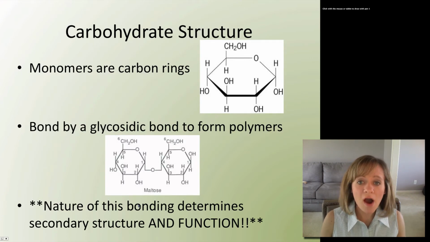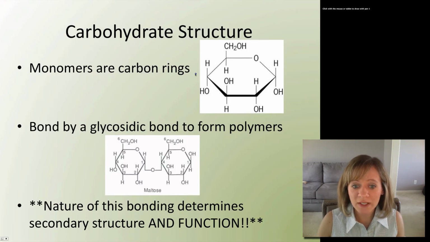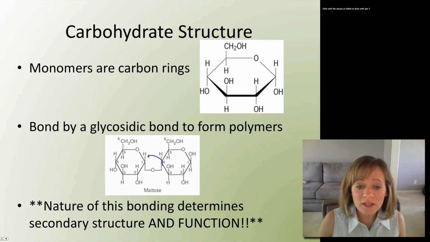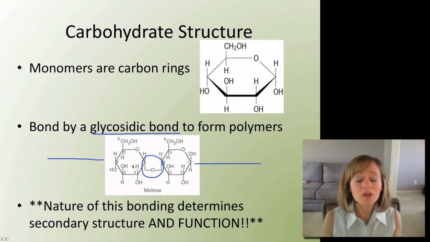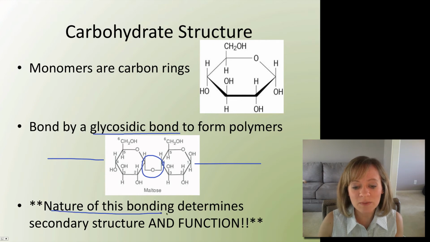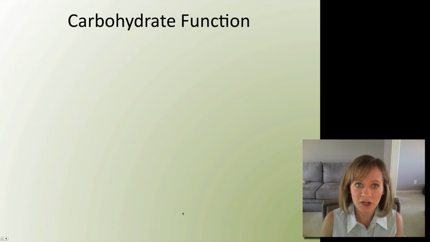So monomers are monosaccharides. They're carbon rings. And when they combined, this bond here is called a glycosidic bond. And so many of these then are going to form the polymers. The nature of this bonding is going to determine the secondary structure, which then therefore determines the function. Structure and function is a huge theme of biology, and we're always going to come back to that. So let's take a look at an example of how the nature of this bonding determines the function.